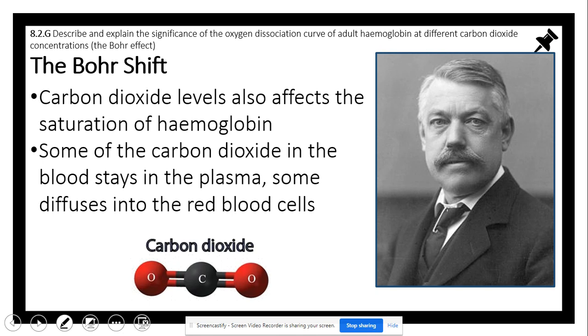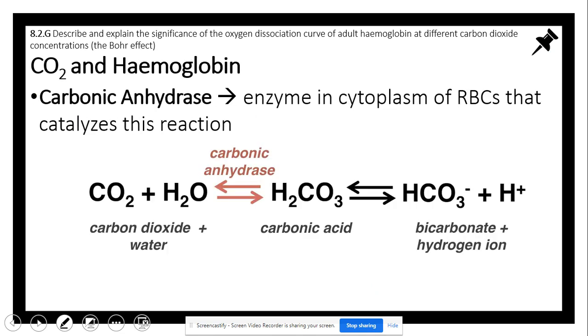Okay, so the Bohr shift is pretty much saying that, okay, this is oxygen, and this is the oxygen curve, and this is how it works. But that's not the only thing that you have to look at when you're talking about gas exchange in your tissues. CO2 is also going to play a role. So carbon dioxide plays a role here, and this Bohr shift, it's going to shift the curve, is what he was talking about. While some of the carbon dioxide does just hang out in your blood plasma, some of it diffuses into the red blood cells, where it's going to affect the hemoglobin. It's going to affect how the oxygen binds.